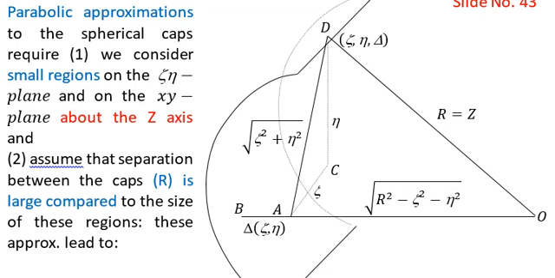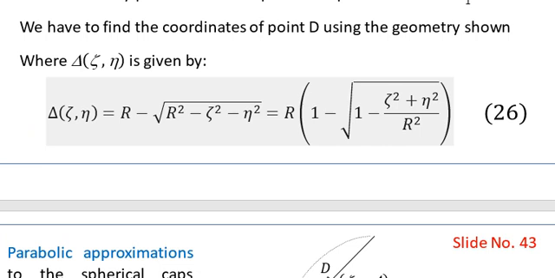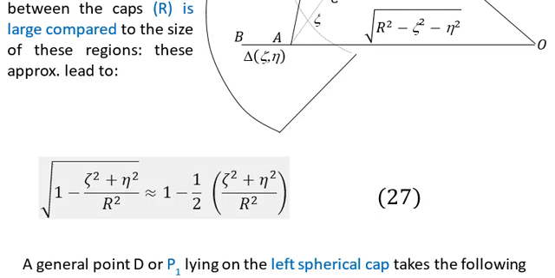Parabolic approximations to the spherical caps require: number 1, we consider small regions on the zeta eta plane and on the xy plane about the z axis, and number 2, assume that the separation between the caps, which is capital R, so between the left hand side cap and the right hand side cap, is large compared to the size of these small regions. These approximations lead to the following: the square root of this quantity in equation number 26 can be expanded, so 1 minus zeta square plus eta square over r square.